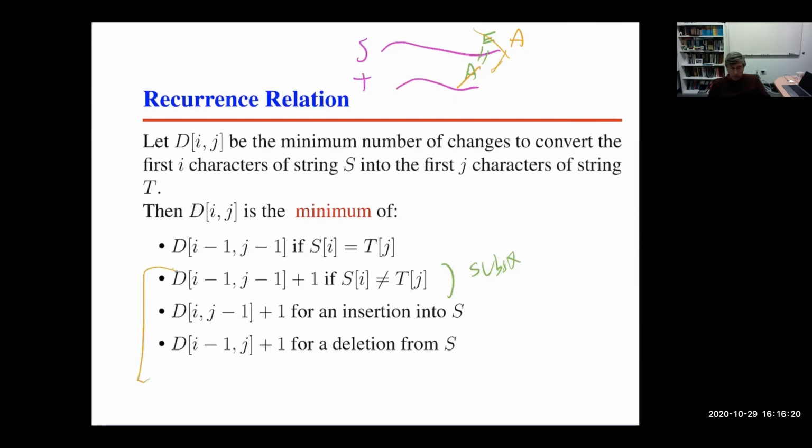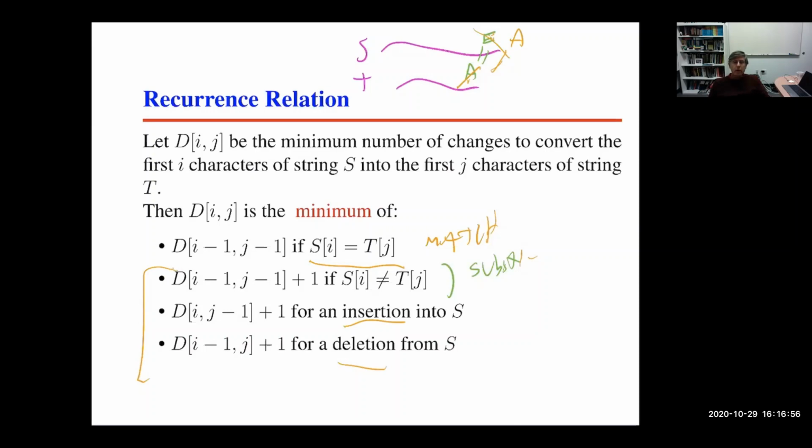Actually, conceptually, there are four things that can happen. If the last character of each string is the same, maybe I'm going to choose to match them. If not, I may choose to substitute them, or I may delete one, or I may choose to insert one. Those are the only four possibilities. Does everybody see that in any alignment of the two strings, that's the only thing that can happen at the end?